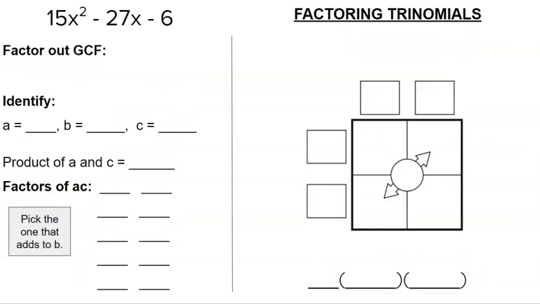All right, last problem. I know this video is a little bit longer, but just bear with me a little bit longer here. 15x squared minus 27x minus 6. We are going to factor out that greatest common factor, which would be 3. 3 is the value that goes into all of those evenly. 15 divided by 3 is 5. 27 divided by 3 is 9. And 6 divided by 3 is 2.